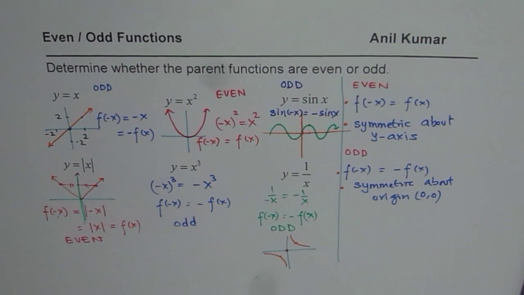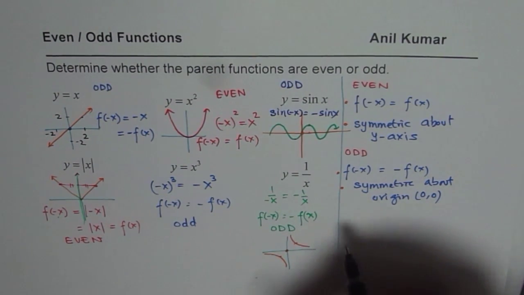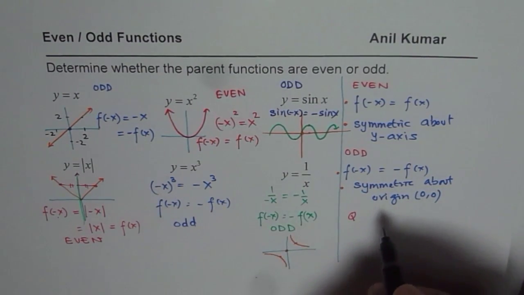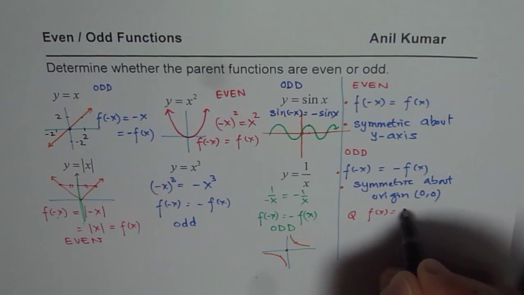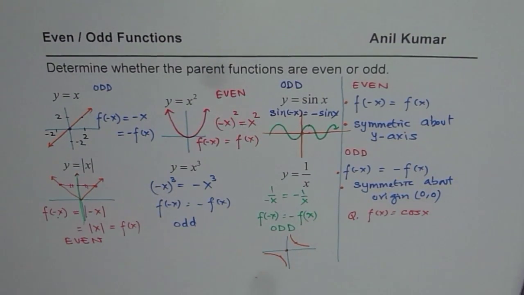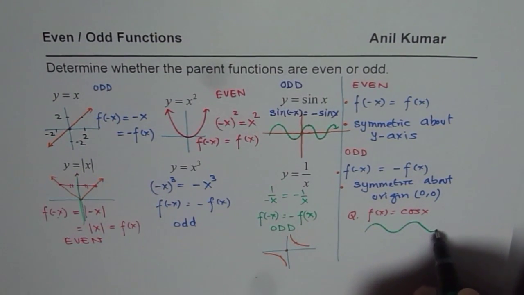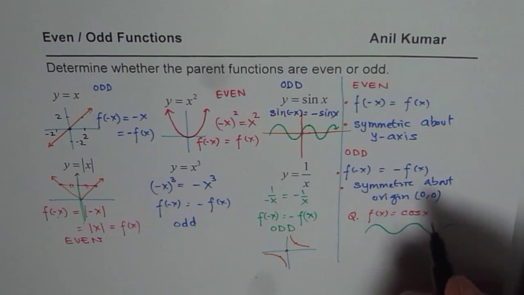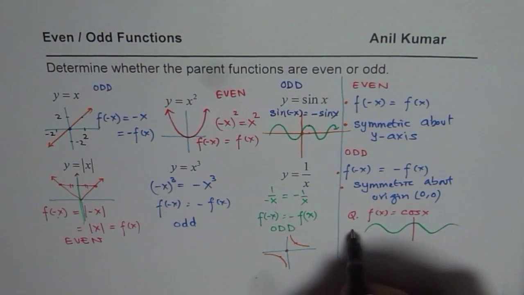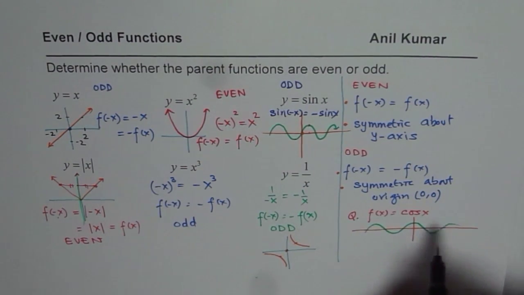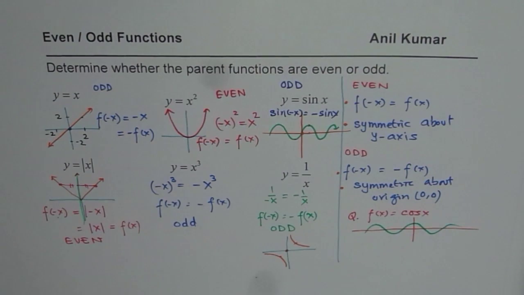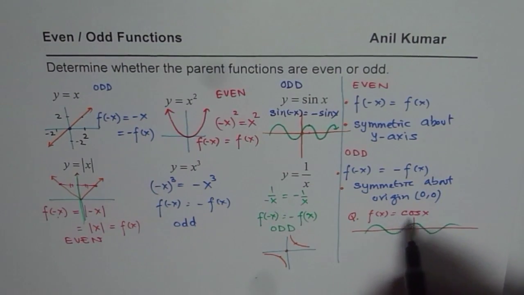So that is a summary on even and odd functions. Now your question here, derived from all this, is: if I write the function f of x equals cos x, tell me if this is even or odd. For cos x, this is the graph for the sine function. We consider only the sine function as parent simply because if you translate it, it becomes a cosine function. Clearly you can see what type of function it is. So your question is, f of x equals cos x, is it even or odd?